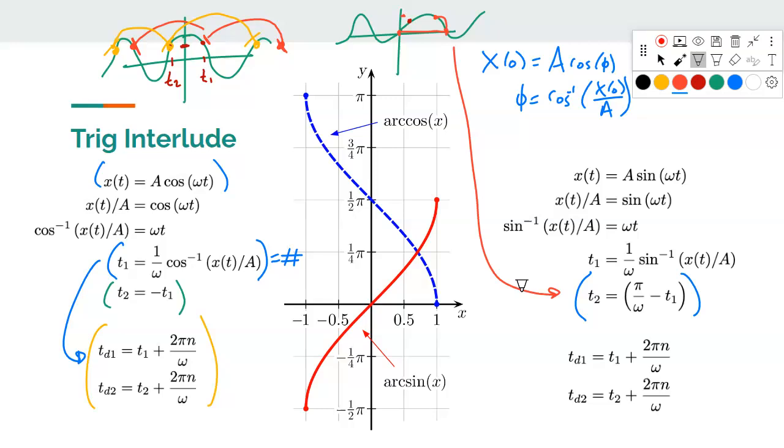And you can see that actually arc sine has a range from negative pi over 2 to pi over 2. So your calculator, if you do an inverse sine, might give you a positive or a negative answer. And so if you get a negative value for T1, then when you find T2, you'll have pi over omega minus a negative number. It'll end up being like addition. So this formula is consistent with that, if you were worried.